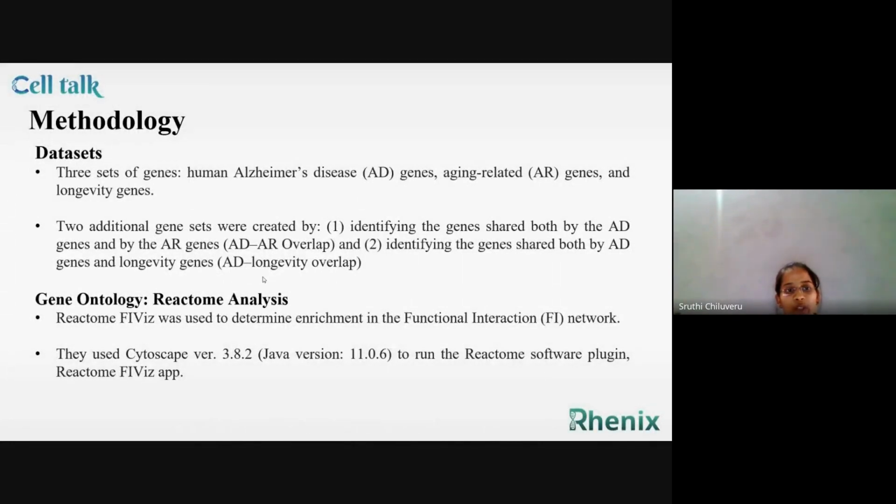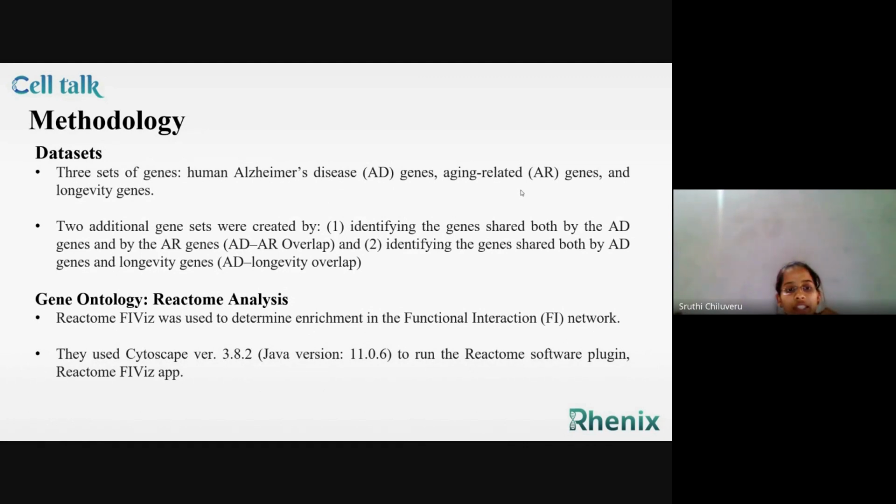When it comes to methodology, for the materials they used three different types of data sets, along with the overlapping data sets and also the gene ontology, which is the Reactome analysis. The three different types of genes include the human Alzheimer's disease AD genes, the AR genes, which are the aging-related genes, and the longevity genes.